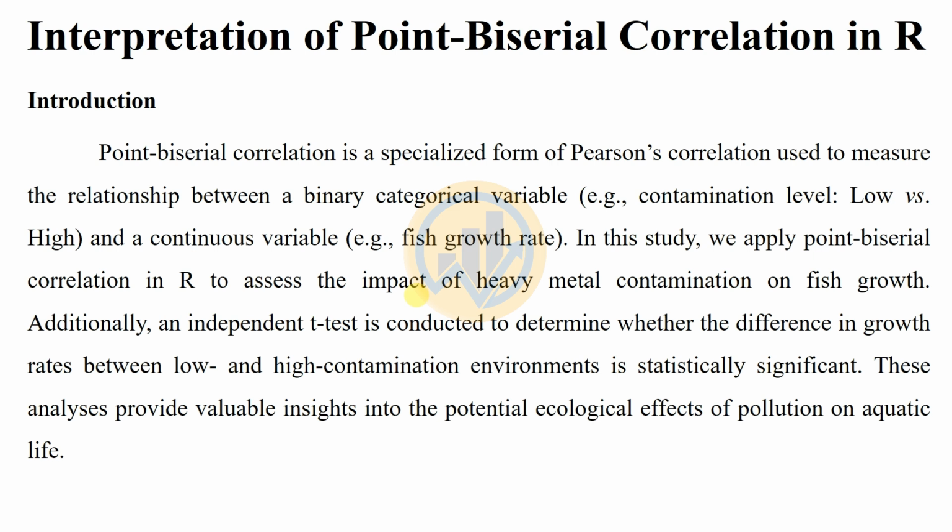In this study, we apply the point-biserial correlation in R to assess the impact of heavy metal contamination on fish growth. Additionally, an independent t-test is conducted to determine whether the difference in growth rate between low and high contamination environments is statistically significant. These analyses provide valuable insight into the potential ecological effects of pollution on aquatic life.